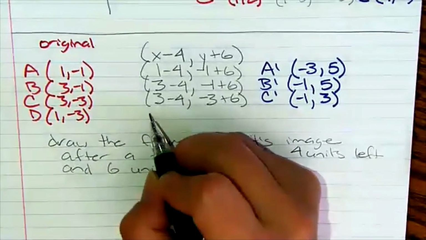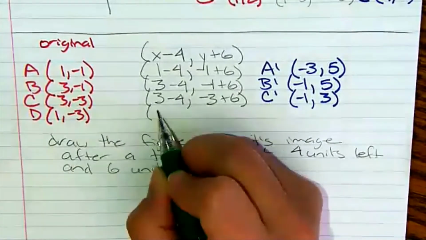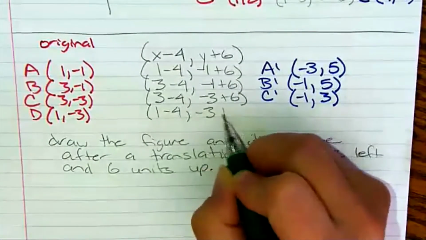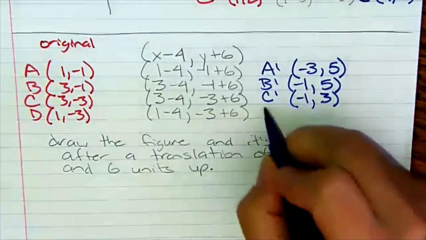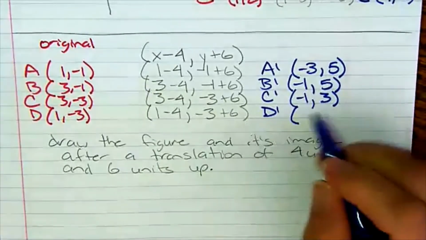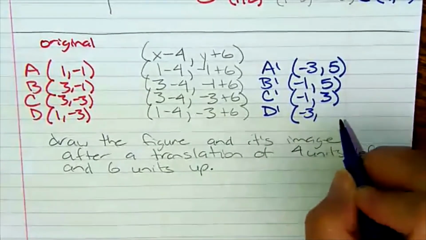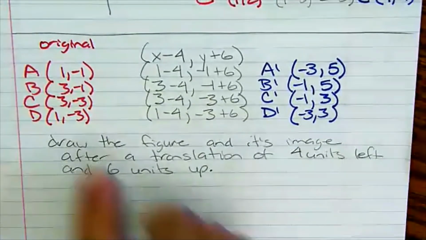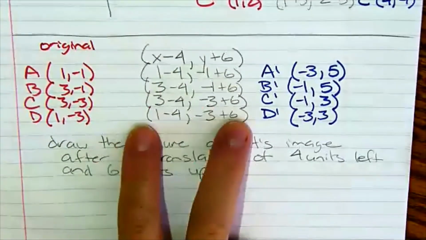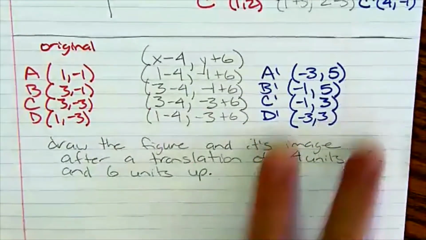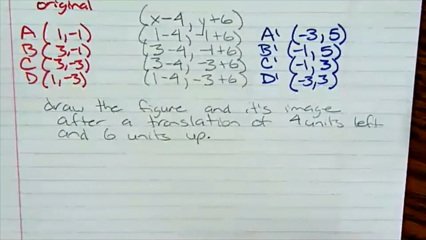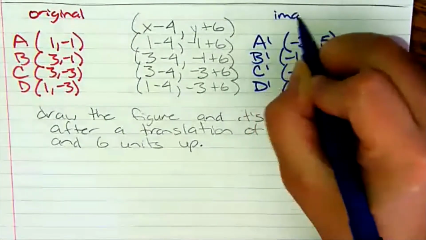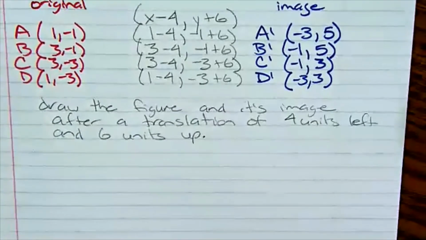And then let's take a look at our last point. We're substituting x minus 4, y plus 6. And that will give us D prime. So we have -3, 3. Okay, so here's our original points. This is the translation. Here's our image points. Then they wanted us to graph this. So let's graph this.